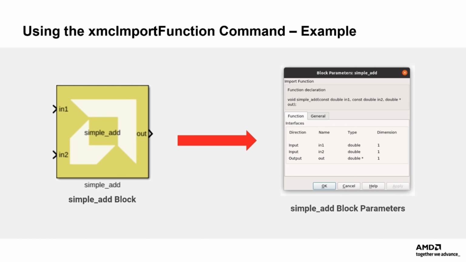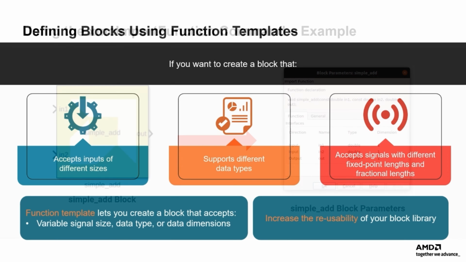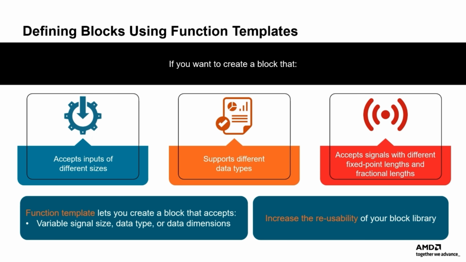After the block symbol has been created, you can double-click the symbol to see the parameters of the imported block. You can quickly review the parameters shown in the block parameters dialog box to ensure that the function ports have been properly defined. While it is common to write functions that accept only a predetermined data type, such as int32, in some cases you may want to create a block that accepts inputs of different sizes, supports different data types, or accepts signals with different fixed point lengths and fractional lengths.